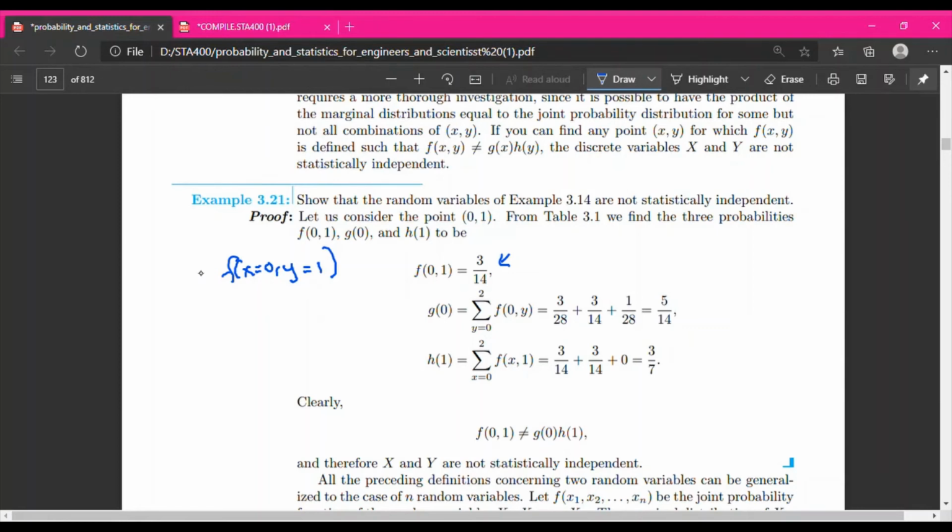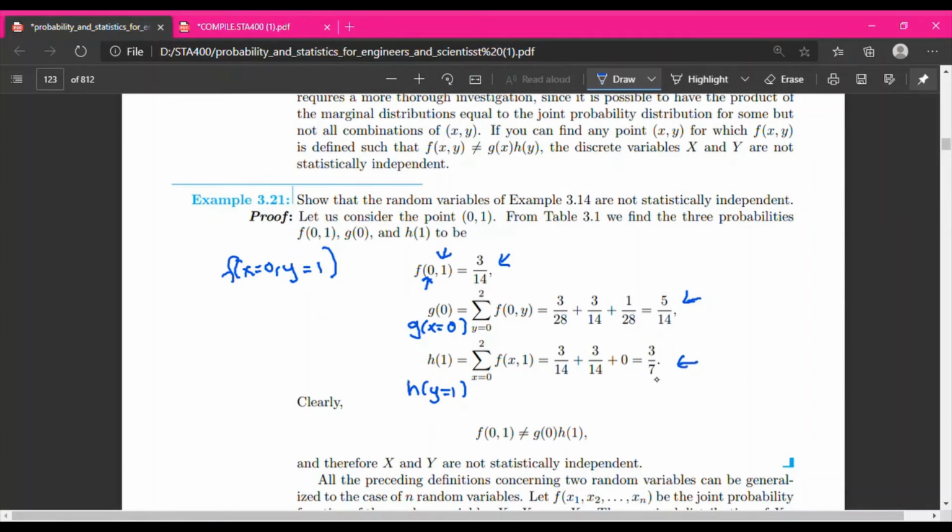Okay, and then in order to check for this condition, we need the marginals. There are several marginals: marginal for x0, marginal for x1, marginal for x2. But because here we use x equal to 0, we take the marginal for x equal to 0, which is 5/14. You can check back on page 116. Also, we need the marginal for y equal to 1. This is the marginal x equal to 0, and this is the marginal y equal to 1, because here we take y equal to 1.